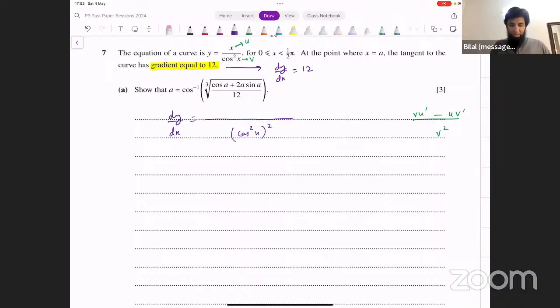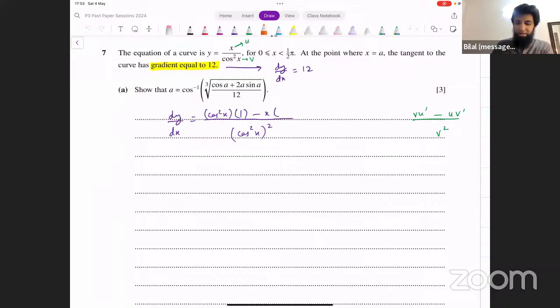And then in the numerator, you want vu dash. What's vu dash? v is cos square x multiplied by u dash. What's the derivative of x? Derivative of x is 1, minus uv dash. That means u as it is. What's u? u is x into derivative of cos square x. What's the derivative of cos square x? How would you differentiate this? It's a power function. Cos square, that's a power function.